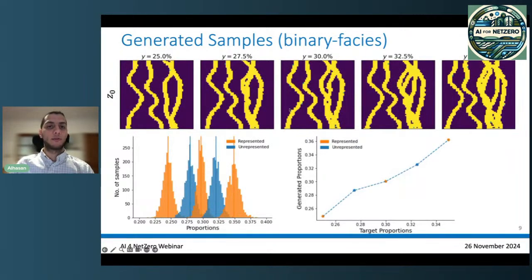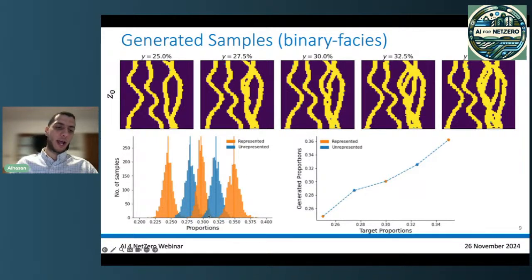So these are some results for the binary phases data set. And you can see here that these are generated just by fixing the noise vector and gradually increasing the condition Y from 25% to 35%. So again, the condition Y represents the global proportions of the channel here. So just by gradually increasing Y, you can observe that new channels start to appear, and the whole global proportions increase gradually, as you can see also in this chart here.